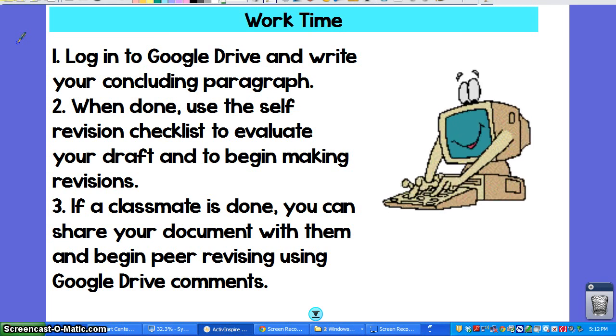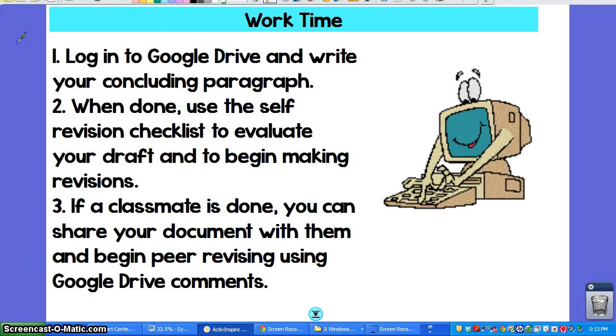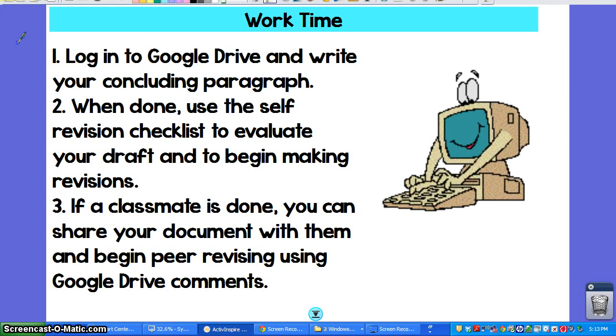If you need some further support on concluding paragraphs, there will be some links to some other videos in Edmodo, and you can also go to the Google Drive student resource folder. There's an entire folder on concluding paragraphs, including some samples and some further explanatory handouts.